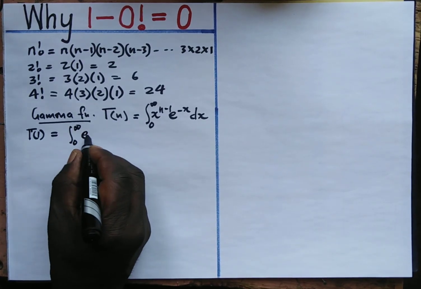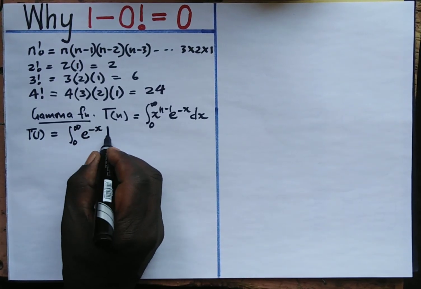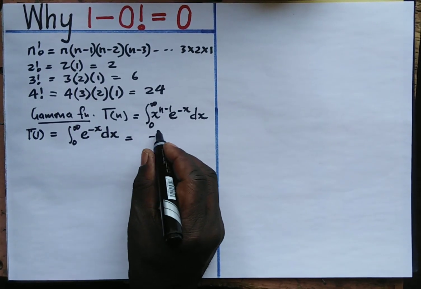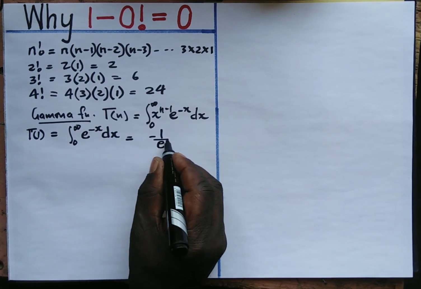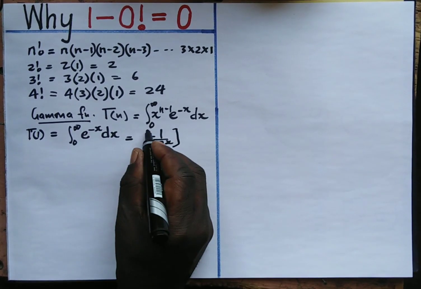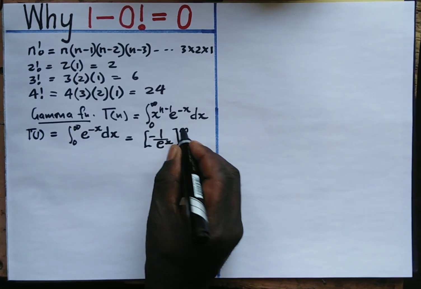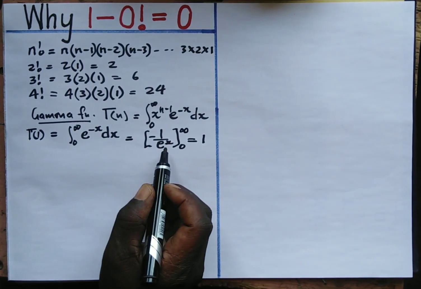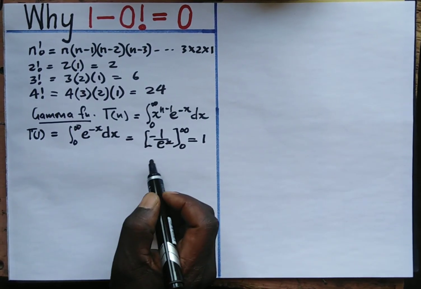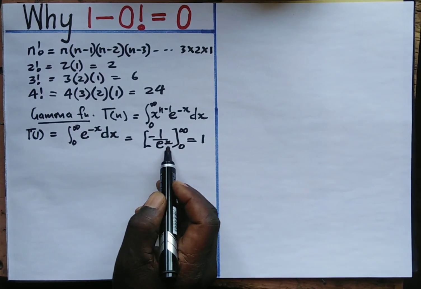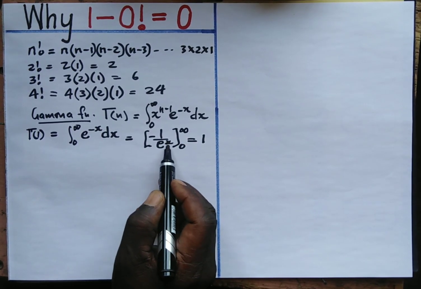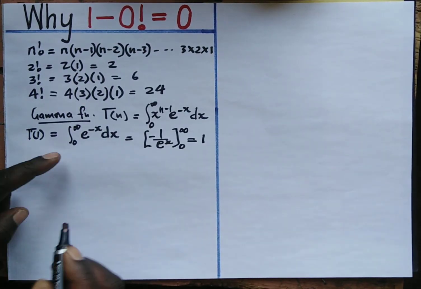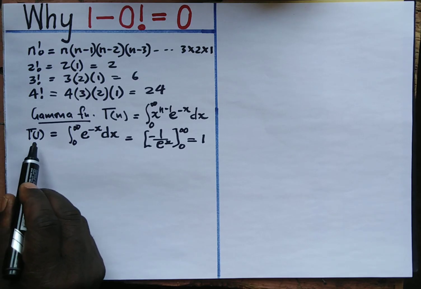So we have e to the power minus x dx. And this, of course, integrates to minus 1 over e to the power x evaluated from 0 up to infinity, which, of course, is just 1. Because remember, when we put x is equal to infinity, this term vanishes. And when we put x is equal to 0, any number to the power 0 is equal to 1. And that gives us a positive 1 there. So we have proved that gamma of 1 is equal to 1.